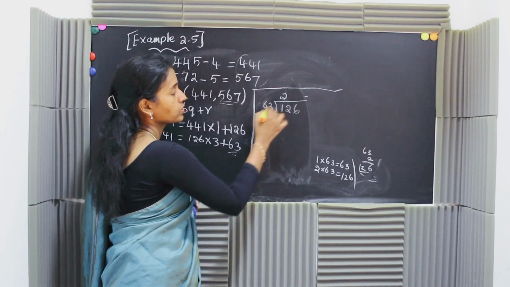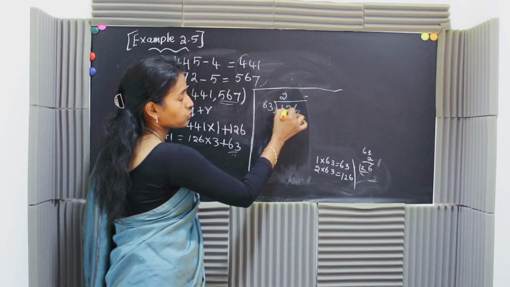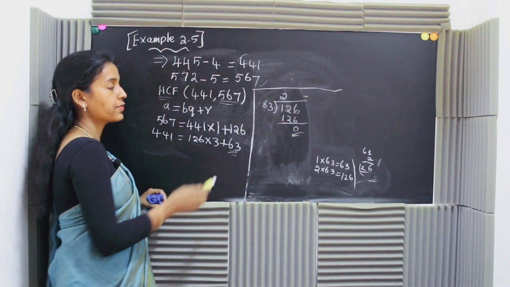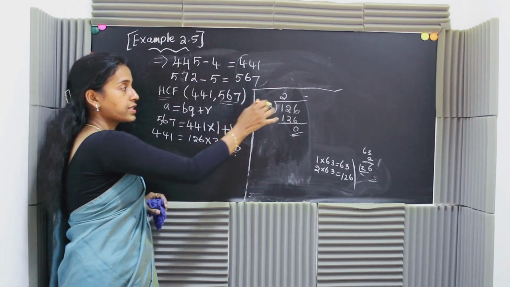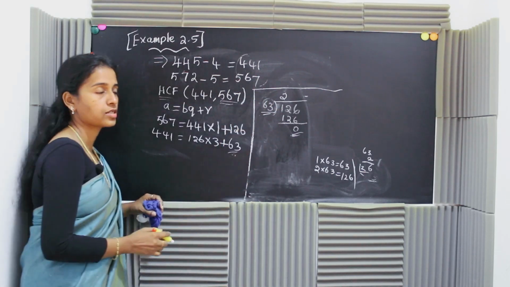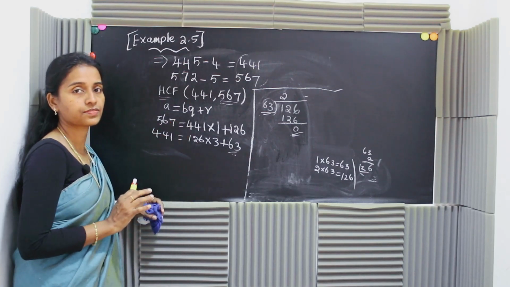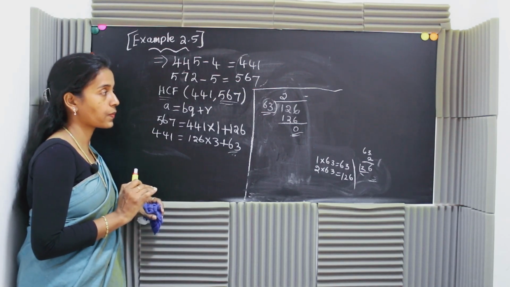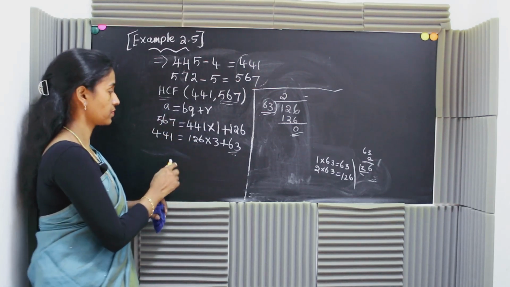So 2 63s are 126. If you are subtracting 126 minus 126, we will be getting 0. We reach the stage where the remainder is 0. So in this stage, we have the divisor as 63, right? So here the GCD, HCF is 63. This is the concept of Euclid's division algorithm. If you know that concept, you can solve this. Okay.